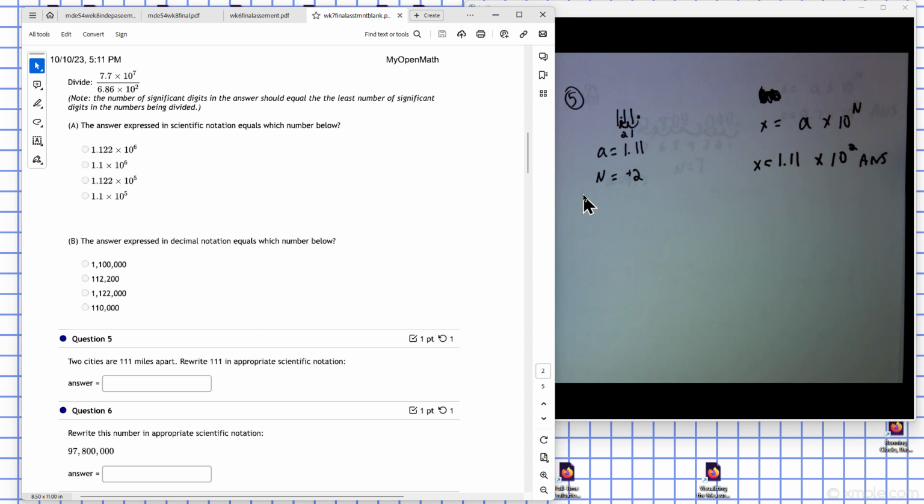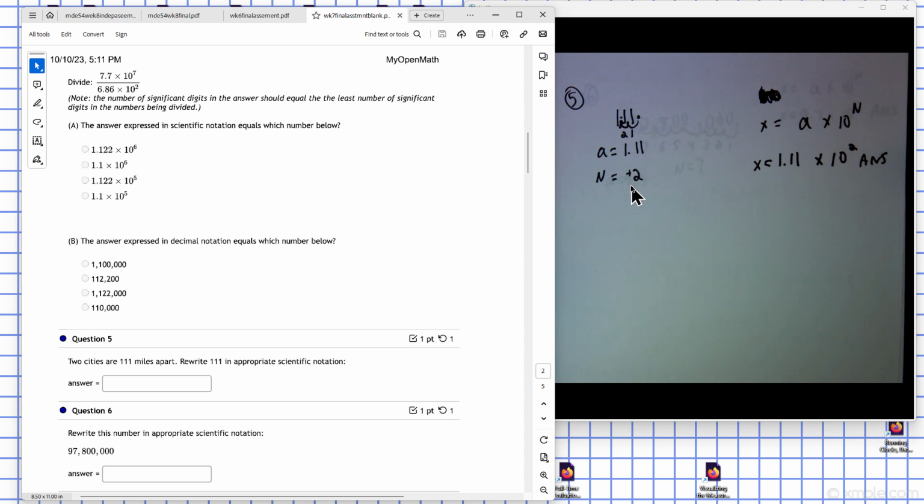And this one here is number 5. Two cities are 111 miles apart, write in scientific notation. So I have 111 here, and I want to get my A. This is the form for scientific notation. I will need to get an A and get an N. So I'll shift my decimal point so that my A is between 1 and 10. So I shifted it 2 places to the left, and I have 1.11.